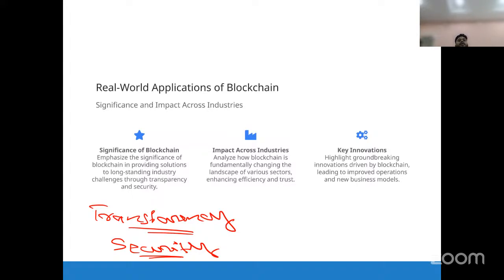So when you talk about the significance of blockchain technology, it is very significant in today's world because it has a great amount of transparency and, at the same time, a great amount of security. For that reason, blockchain technology is today playing a very important role in the market and has a lot of significance in industry because of these two parameters.